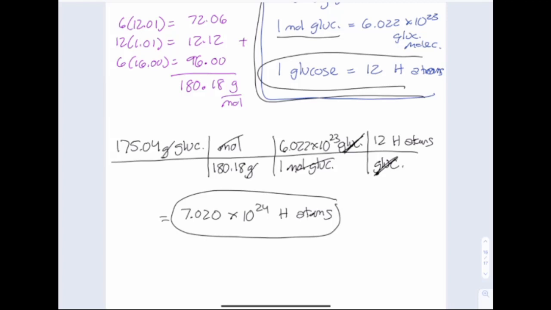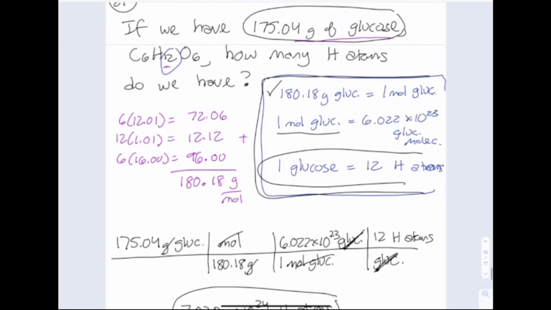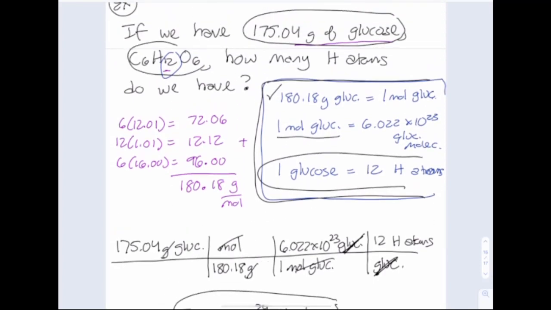If we were going backwards, if I gave us atoms and we wanted the mass, your answer should be much smaller. So kind of reason through that. So 7.020 times 10 to the 24th hydrogen atoms. So again, the new part to this problem was just using our subscripts in our chemical formula to calculate the amount or the number of a particular atom in that chemical formula.